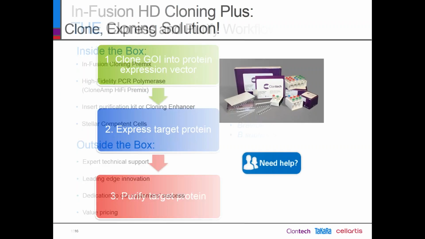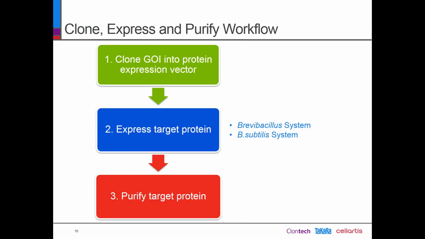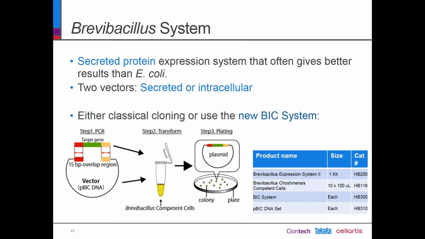Okay, so this concludes the part about infusion, about the cloning. You have chosen your vector, now you have cloned your gene of interest, and the next step is of course to finally express your target protein using the expression system that you have chosen. So I just want to highlight 2 systems today because you don't have time to look at all of them. I just want to talk quickly about the Brevibacillus and the B subtilis system.